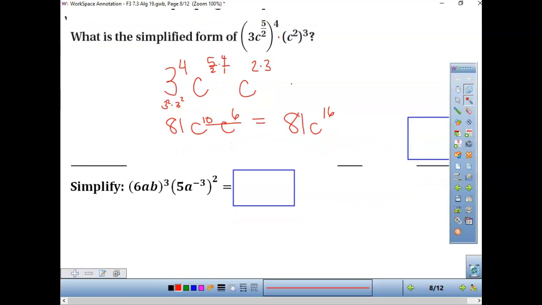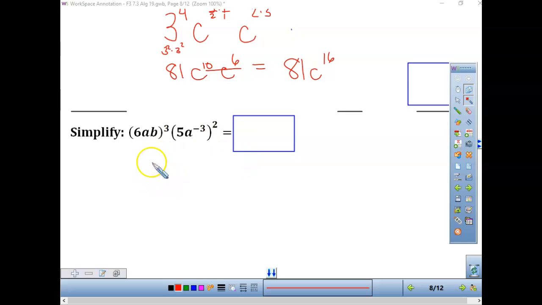Again, as I look at that last problem, try it first on your own. Maybe pause the video and look at the problem and think, okay, what's my first step? We've got to get rid of that parenthesis. And then what's the next step? So watch it, pause.